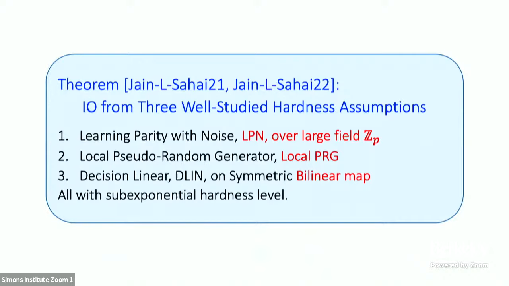The first is the learning parity with noise problem over large fields, LPN. The second is the existence of a tool called the pseudorandom generator that has a local structure. And the third, we assume that certain computational problems are hard on an algebraic object called bilinear maps. With these three hard problems, we can construct IO. And for many of you, maybe none of these problems you have heard of or make any sense, but don't worry, I will introduce some of them later when they're needed.